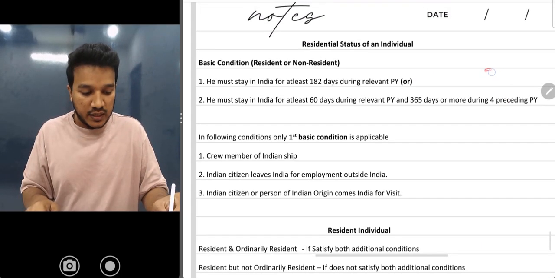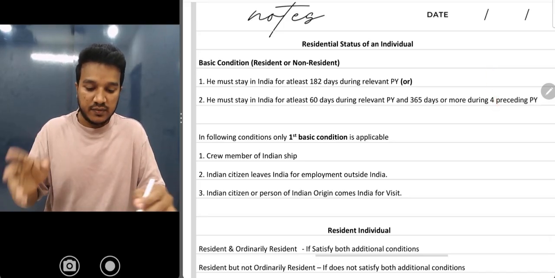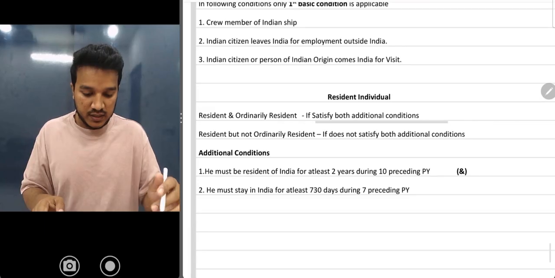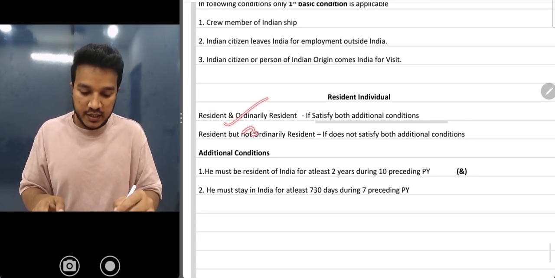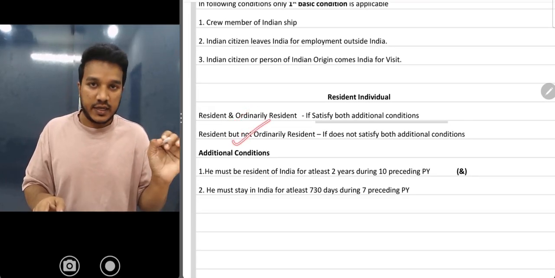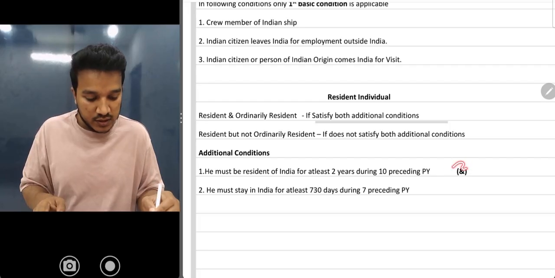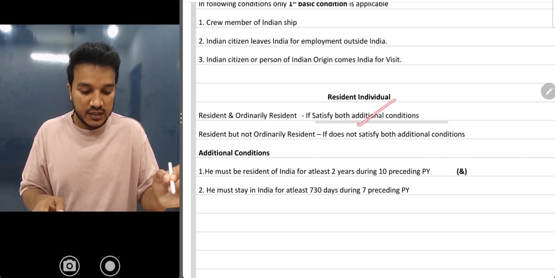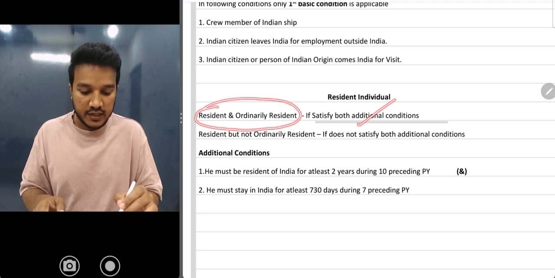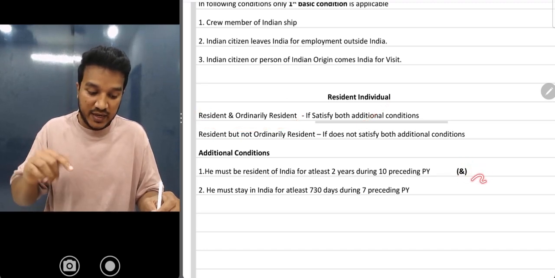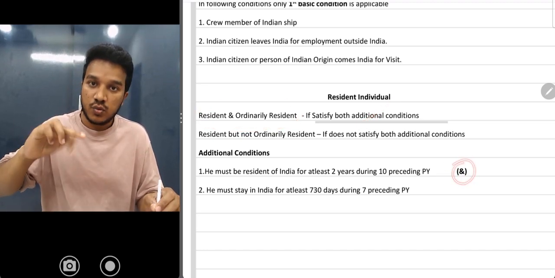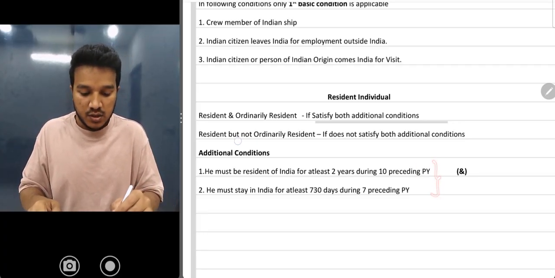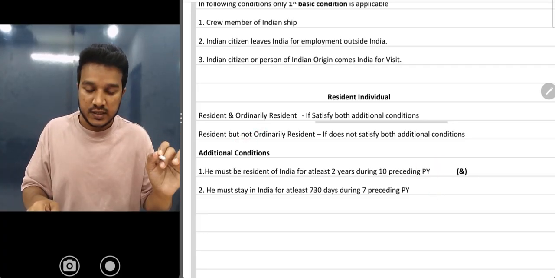Now after looking at the first basic condition, if they satisfy, they become resident, right? Now further you have to see whether that individual is a resident and ordinarily resident or resident but not ordinarily resident. If he satisfies both additional conditions, he becomes resident and ordinarily resident. You should satisfy both conditions. If you don't satisfy any of the conditions, you will become resident but not ordinarily resident.